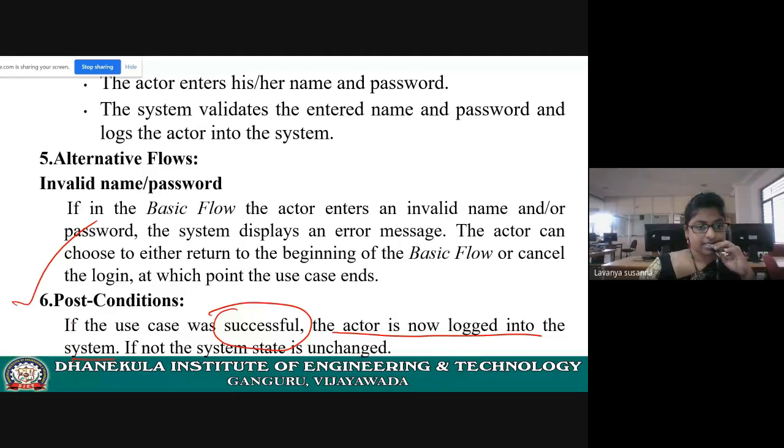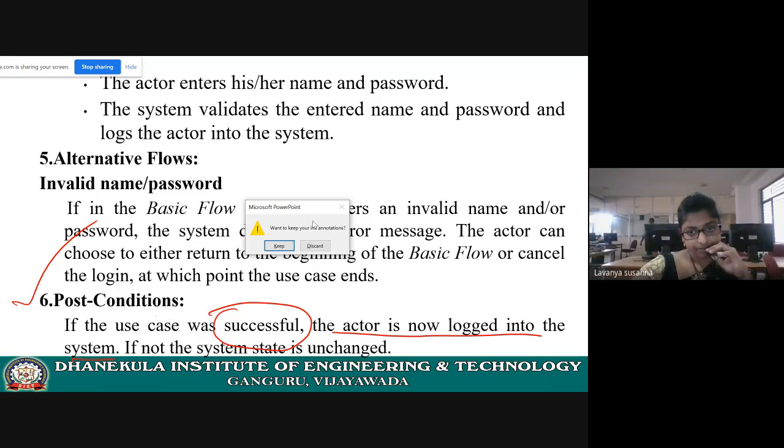Once again, what is the post condition? It is the condition after executing the use case. That means after you click the login button, it should be successful, right? You should be able to use all the functionalities of the system. That means the use case was successful. The actor should log into the system. That is the post condition: success, and you should log into the system.